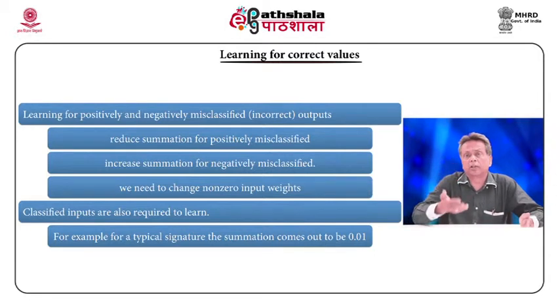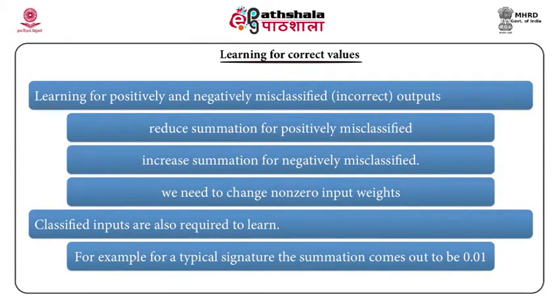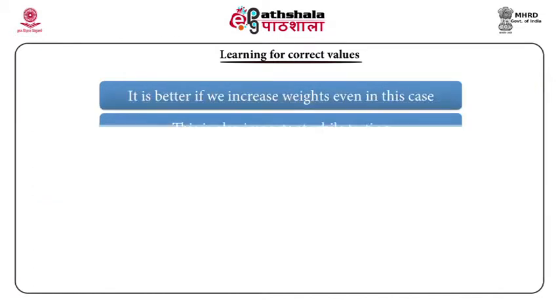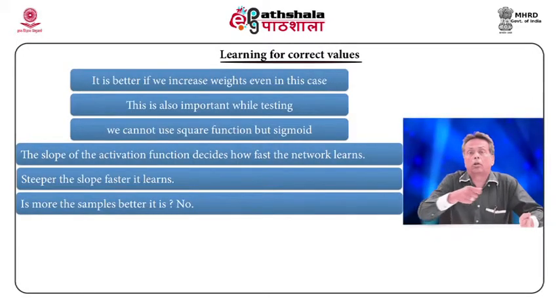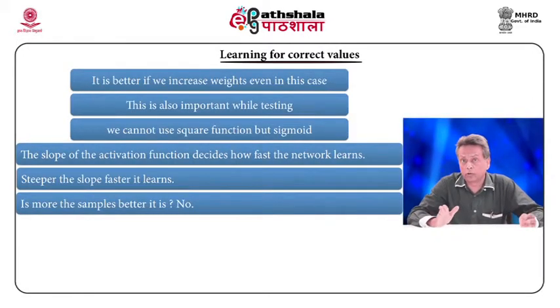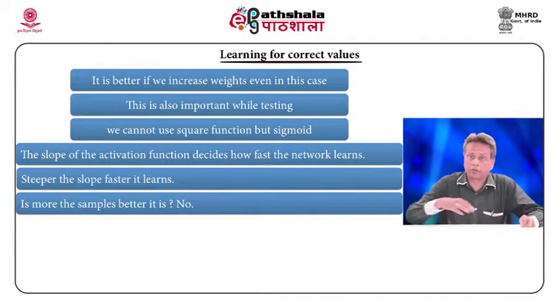Similarly, when you have negative misclassification, it is the images of your friend and it is not saying yes, then we will have to increase the summation. Again, anything multiplied by 0 is not contributing. So, we will only increase the weights associated with all non-zero inputs. So, that is what we are going to do in the learning process. We have already seen that even correctly classified inputs are also learning in the case of sigmoid. For square, it is not. The default form of square does not actually do it.